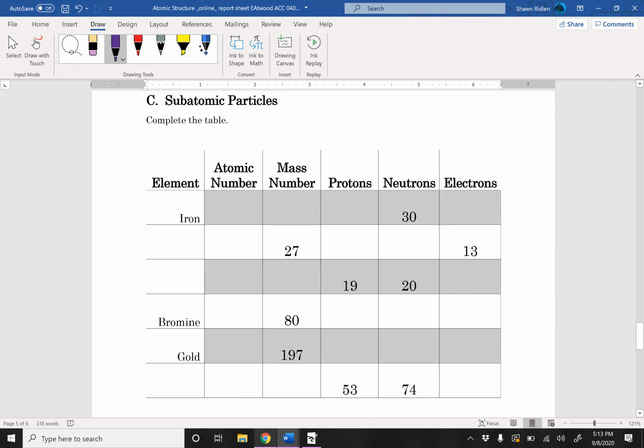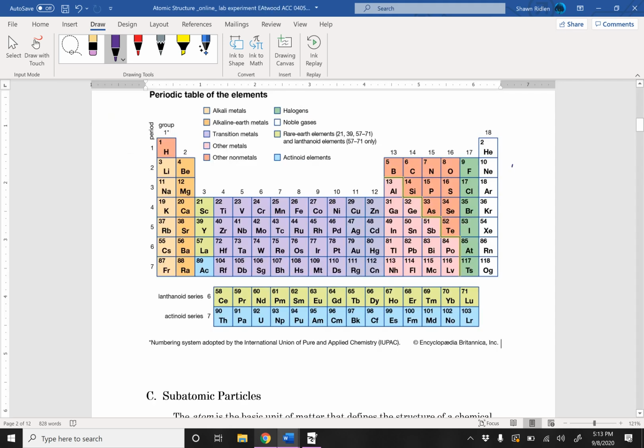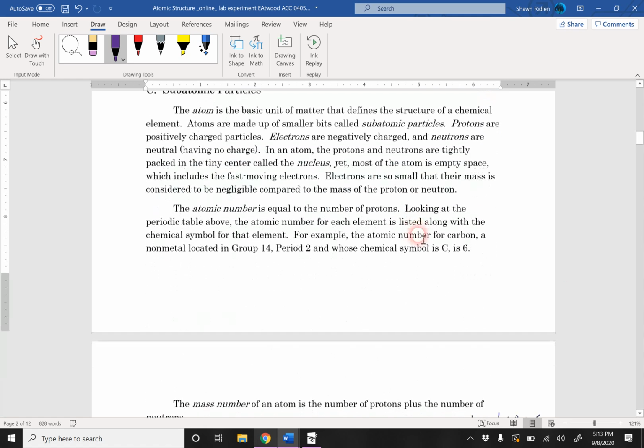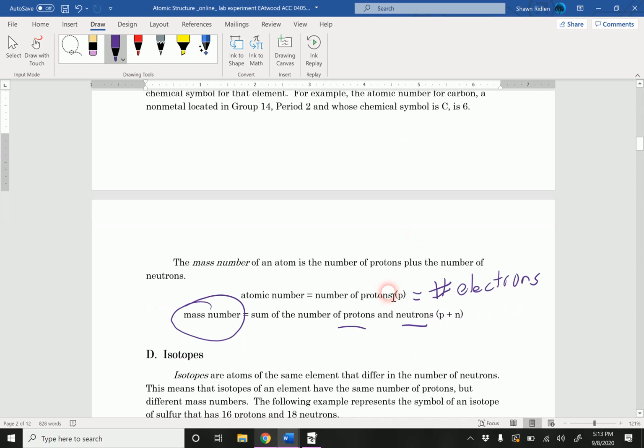So the first one, it asks us for iron. Okay, and it gives us the information that it has 30 neutrons. Okay, so let's go back to our periodic table and see what it says. So we'll find iron. Okay, so atomic number 26. So what did we just say about the atomic number? That's equal to the number of protons.